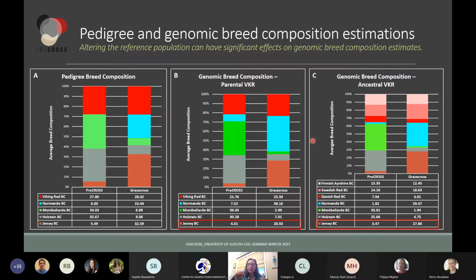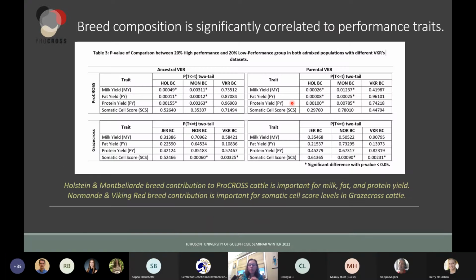So the big thing here is when we use these two different reference populations, we want to point out that it significantly affected our breed estimations for the crossbred pro-cross and graze cross for every single breed other than the Jersey that were in the graze cross themselves. The Jersey were the only breed that was not affected, and it was specifically in the graze cross. So these different reference populations, even though it was such a minor difference, had a significant effect on breed estimation. So that's really important because in the next step, we want to know how does breed composition relate to performance?